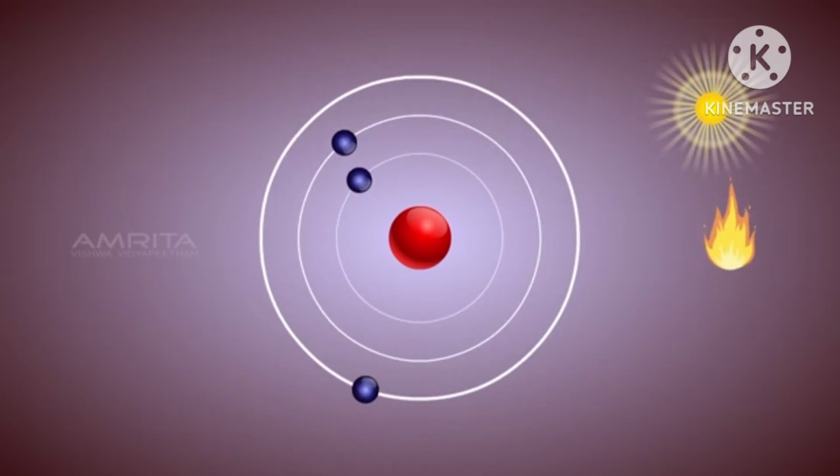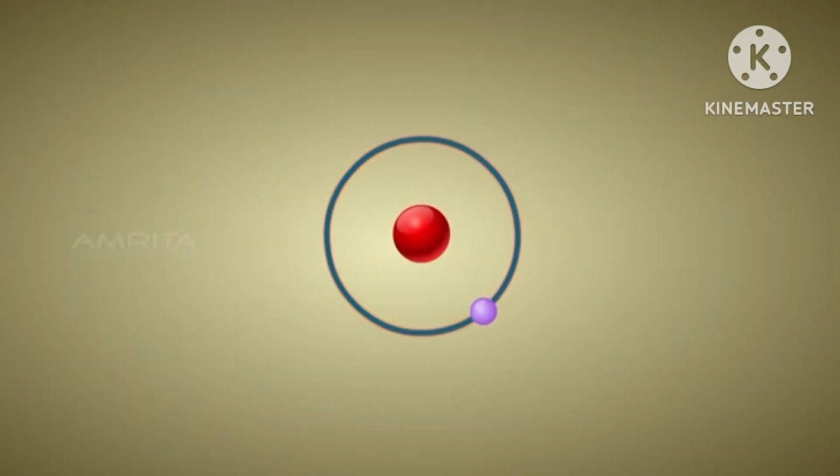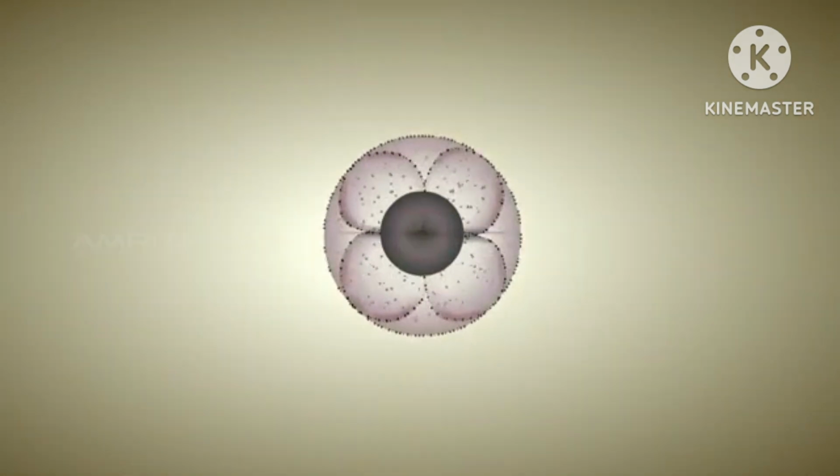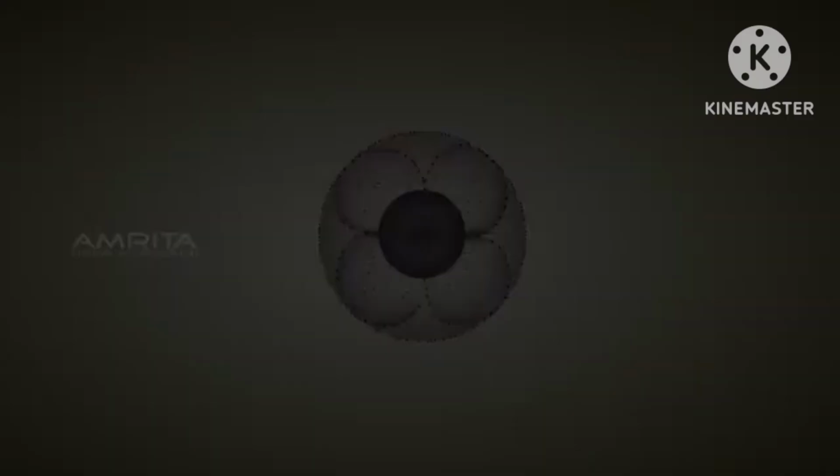Bohr model works well for simple atoms and is easy to understand. It is one among the atomic structure models still in use today, the other being the quantum mechanical model.